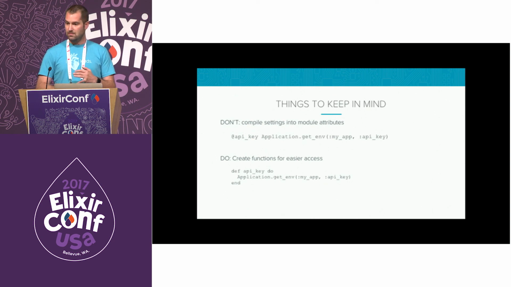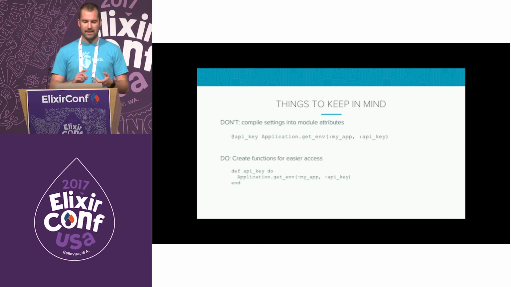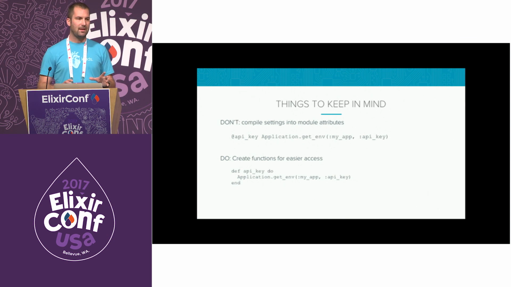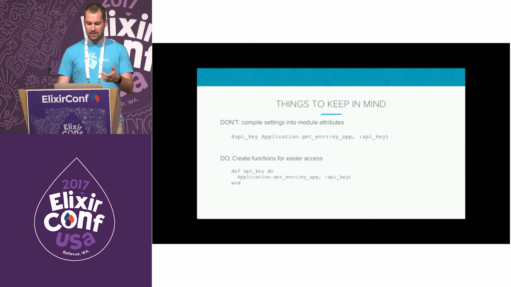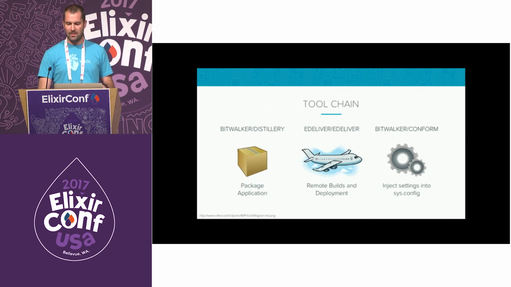Last thing, if you're doing this, don't compile API keys into module variables because you won't be able to switch them out at runtime. Instead just call Application.get_env. The tools are Distillery, edeliver, and conform. They work great. We use it in production.